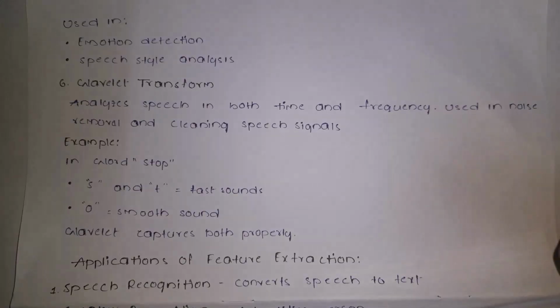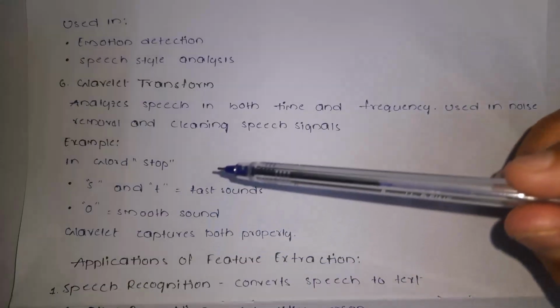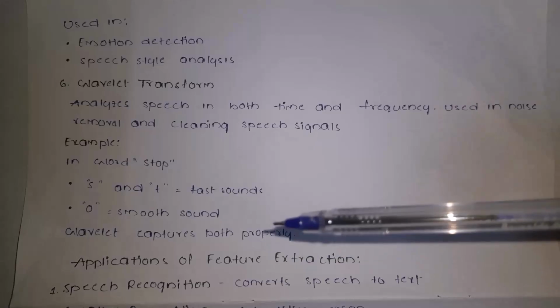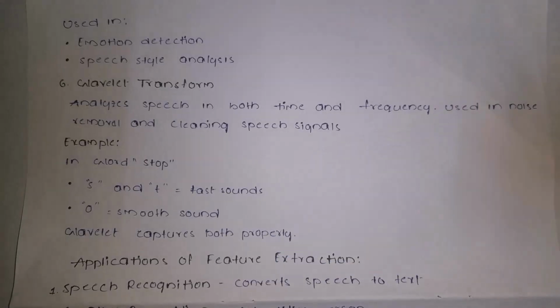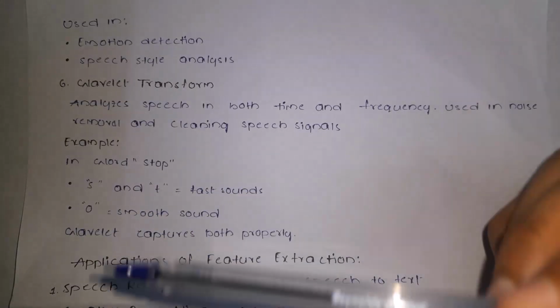The system can also extract features in our speech by using the wavelet transform technique, where our speech is represented in the form of waves which contain time and frequency. At a particular time, based on frequency, the system will understand our voice. And by using this technique, the system can also remove noise and improve speech clarity. For example, I will speak the word stop. So wavelets will capture that S and T are both fast sounds and O is a smooth sound.